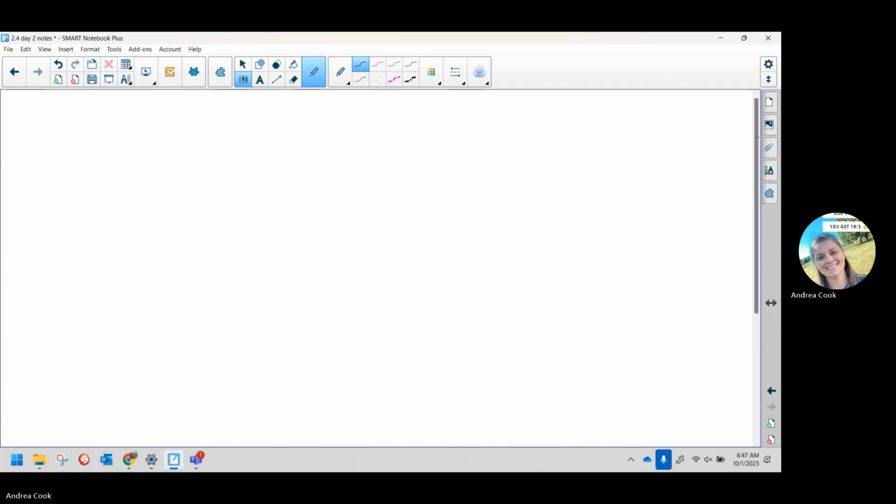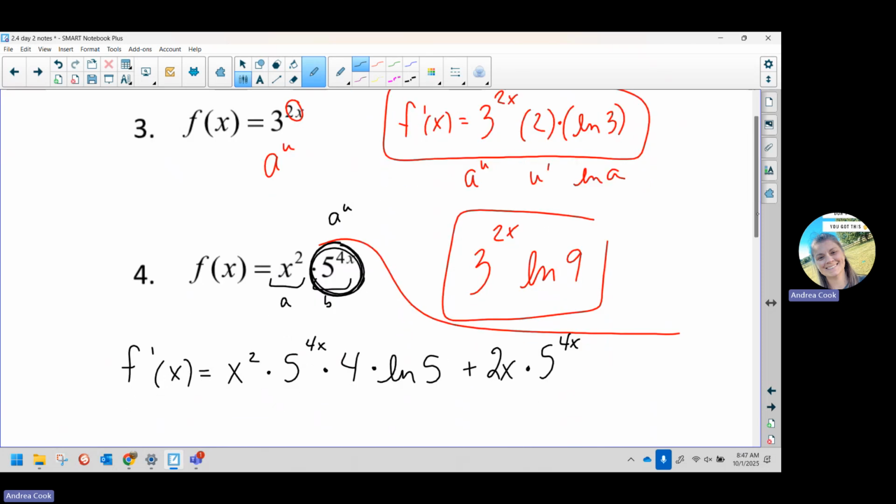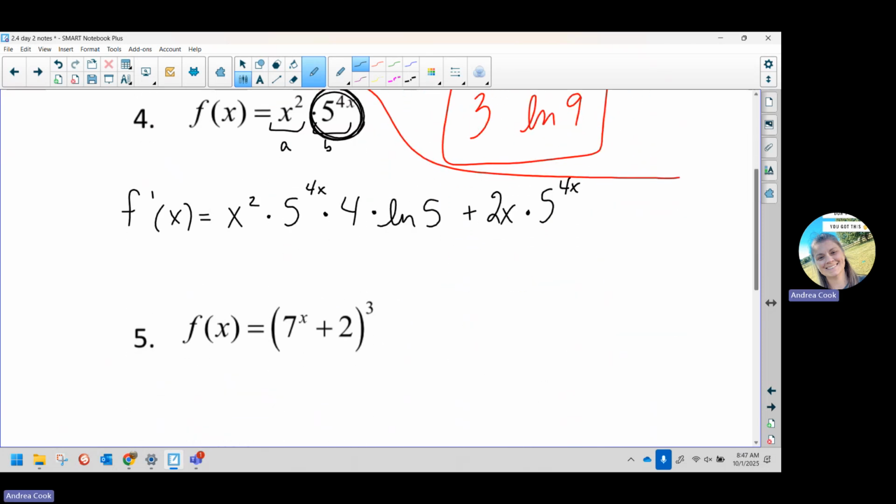Oh, that's just a blank page? No, what happened to my stuff? There we go. Okay, so this part is like a to the u. How did you know it was a to the u? Oh, because it was a number on the bottom and a variable for the power. Okay, so variable. Yes. Yep, that's right. There's not a whole lot you can do to simplify it besides maybe take out a GCF. Another question?